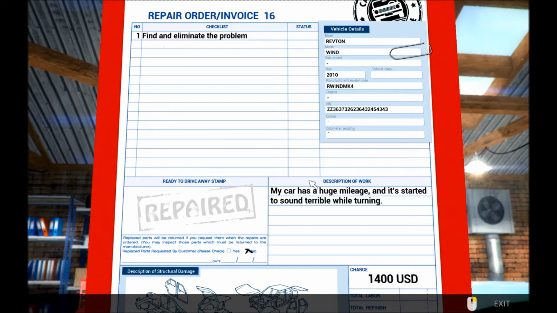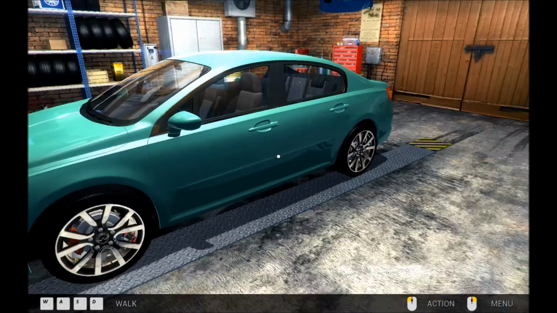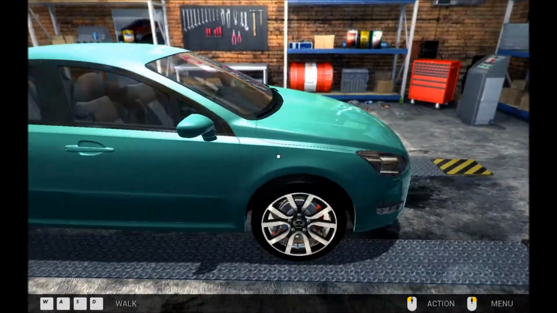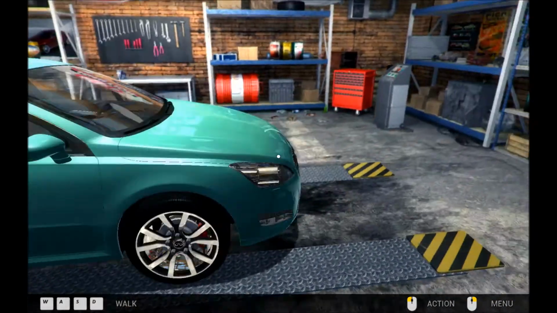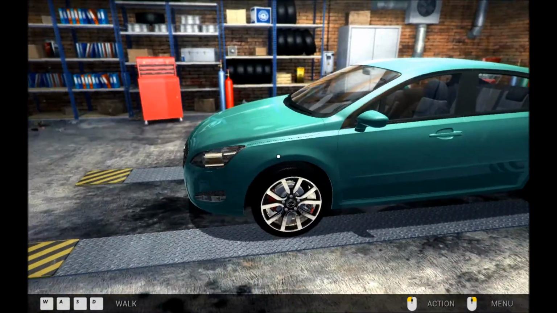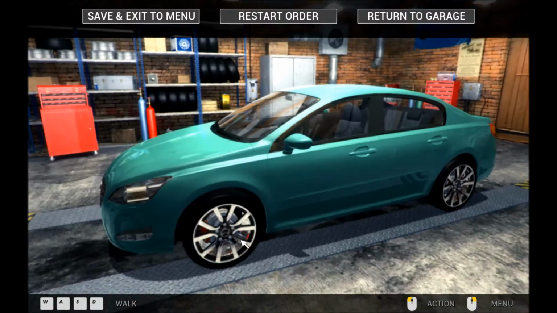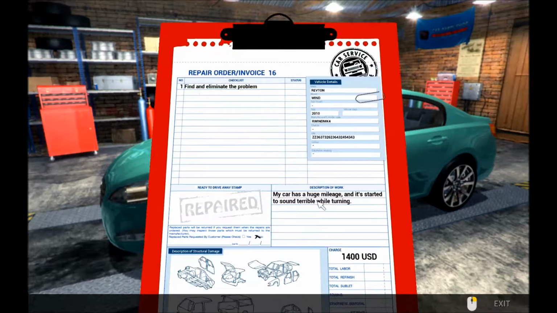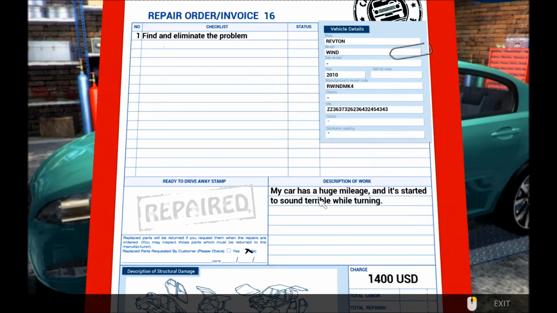My car has a huge mileage, and it has started to sound terrible while turning. Okay, the old doctor joke of, well, don't turn, probably doesn't really apply to cars. Alright, it's got huge mileage. It's very shiny for huge mileage. And it has a problem when it turns. So, I guess I could take it for a test drive. Find and eliminate problem.